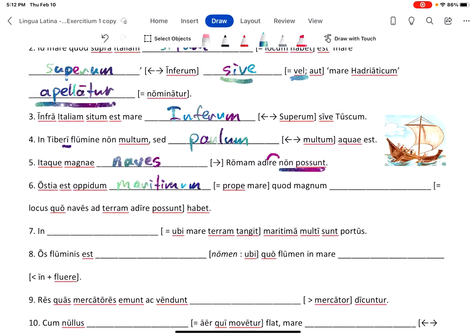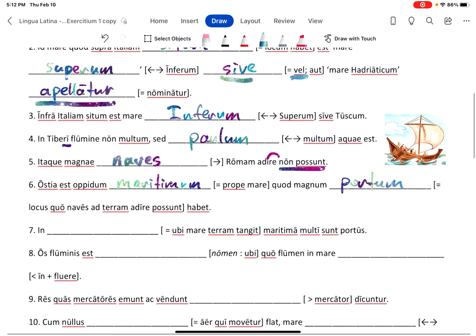Number 6, Ostia est oppidum maritimum, quod magnum portum habet. So it's a sea town, it's a town near the sea. So it's oppidum maritimum, quod magnum portum habet, which has a large port, a locus where ships are able to go towards the land. Number 7, in ora maritima multi sunt portus. So ora maritima is the sea shore. In the seashore, there are many ports.